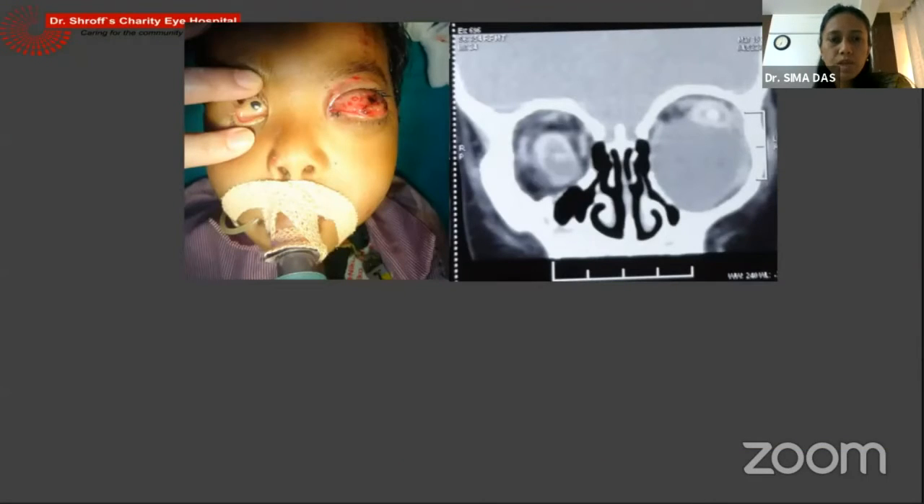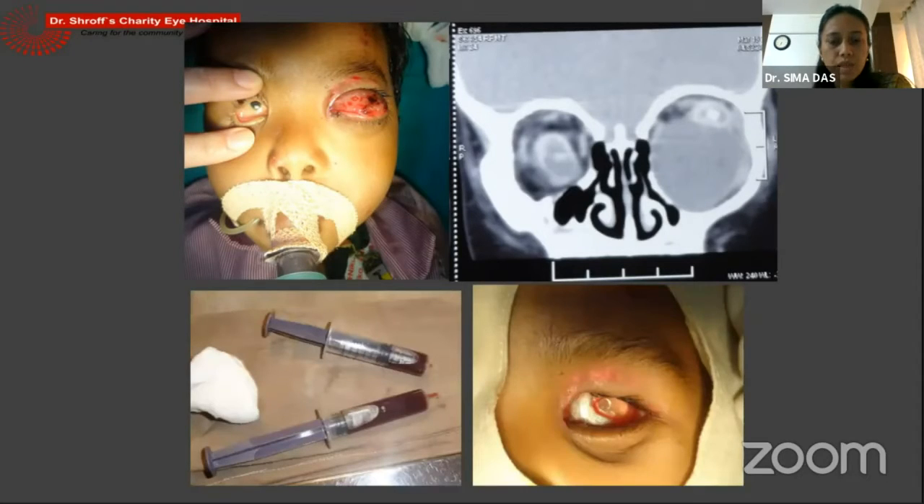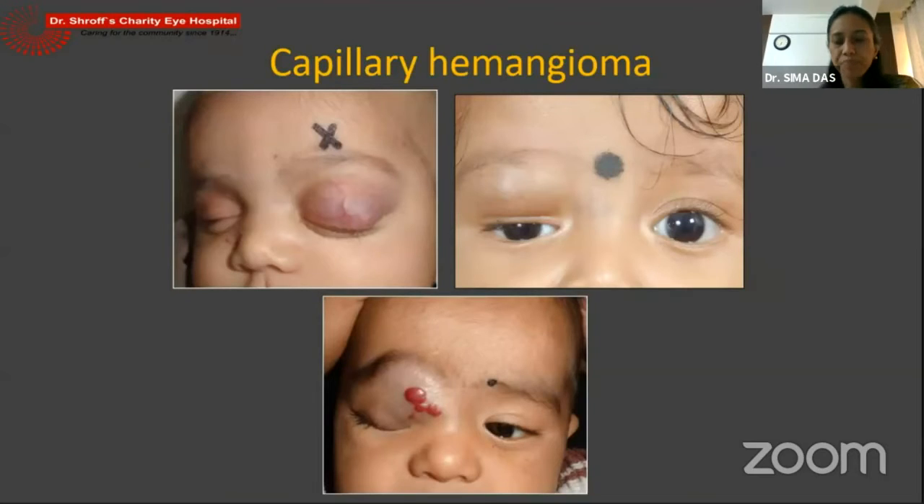So many a time, because of the exposure and the conjunctival inflammation, they can mimic an orbital mass and sometimes can be misdiagnosed. A simple aspiration with sclerotherapy using a sclerosing agent can actually take care of this pathology, and these patients can subsequently be fitted with a prosthetic eye.